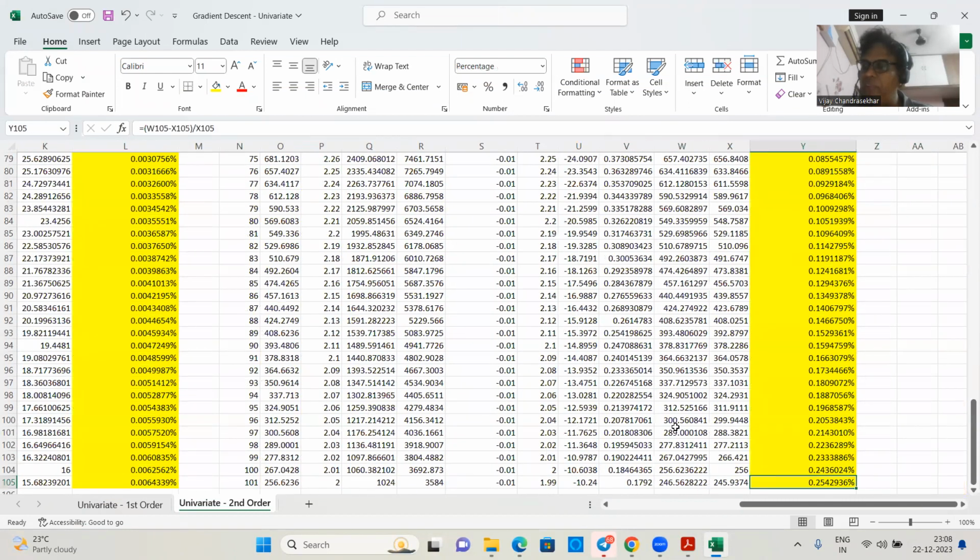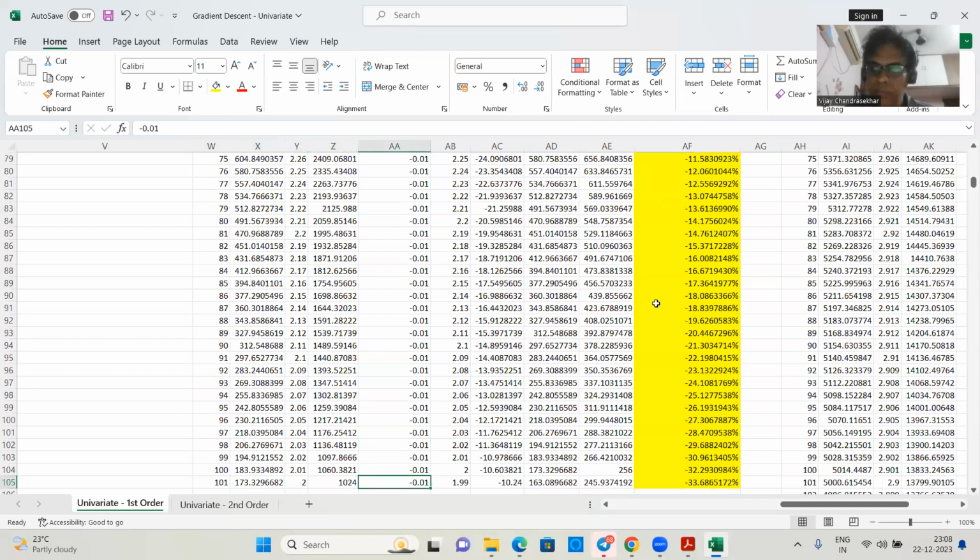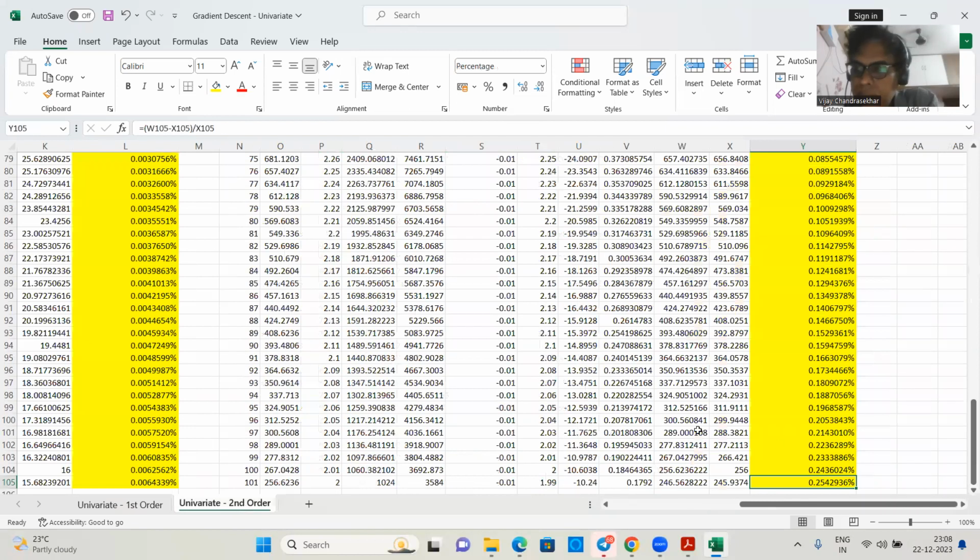Look at the error, folks. 0.25. Same number of iterations. I haven't changed the number of iterations. Right? What we saw here when we stopped at the first order of the Taylor series was an error of negative 33.68. And here you see an error of 0.25%. That's the kind of difference that you see when you introduce a second order approximation.